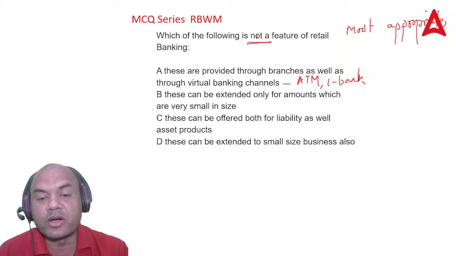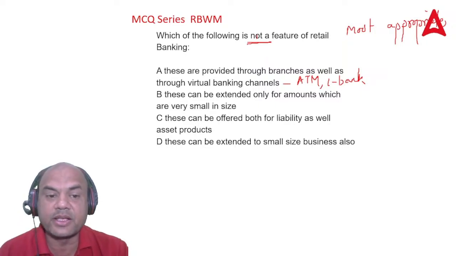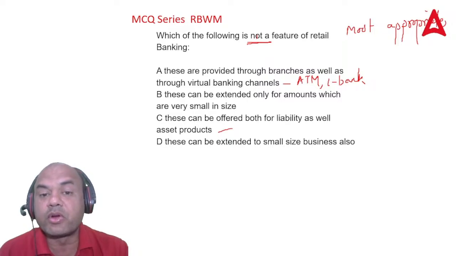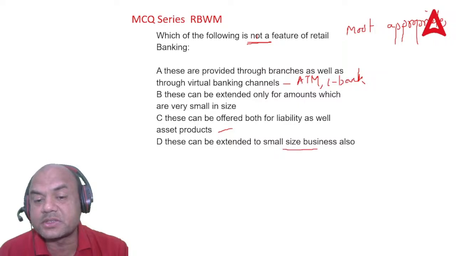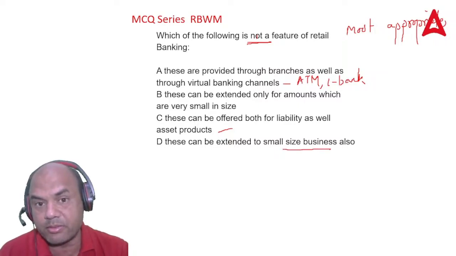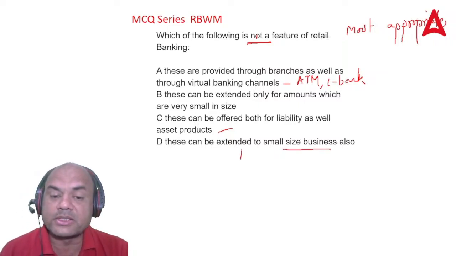These can be offered for both liability as well as asset products. So is it the same? Is C the correct answer? Can these be offered for liability and asset? Yes. But we want not a feature. These can be extended for small businesses also. Business, remember, we are talking here of MSME.